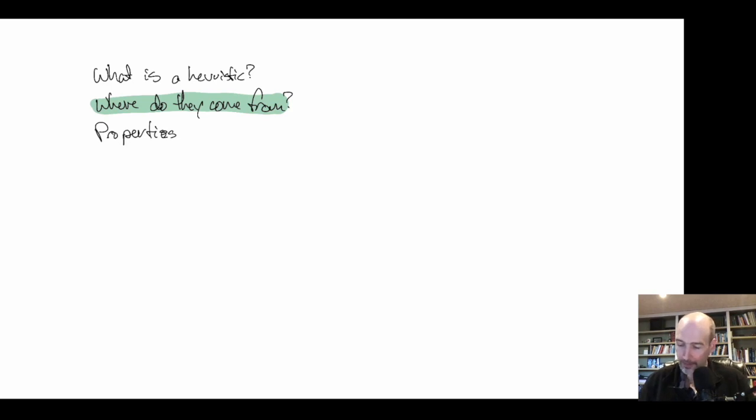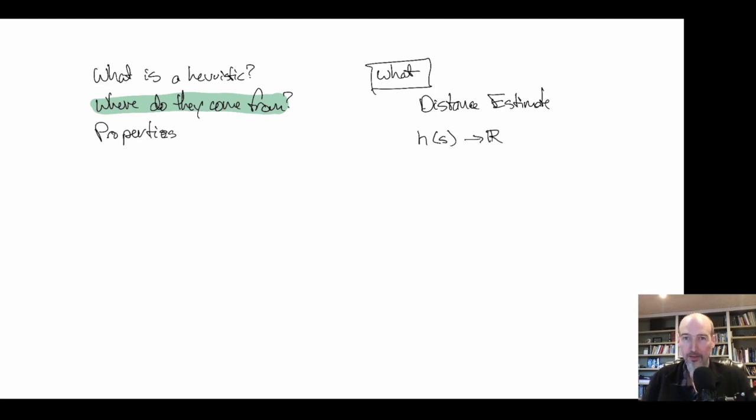Okay, so fundamentally, if we're answering the question of what, it's a distance estimate. That is, it's going to map a state into a real number that gives us a distance. So we want h of s to map to some sort of real number that is our estimate of the distance from s. Sometimes I can just say s implicitly. There's a goal here. Sometimes I'm going to write the goal explicitly, and sometimes I'm not.